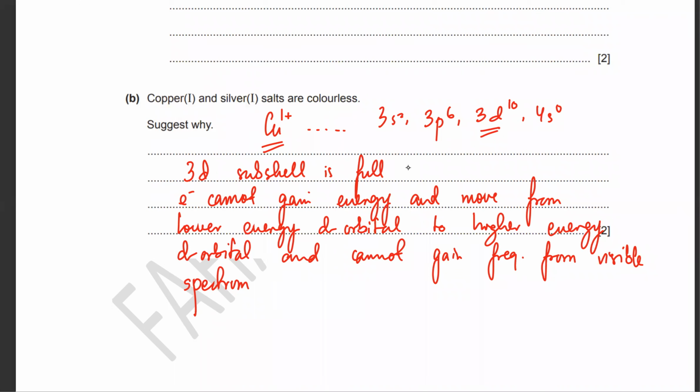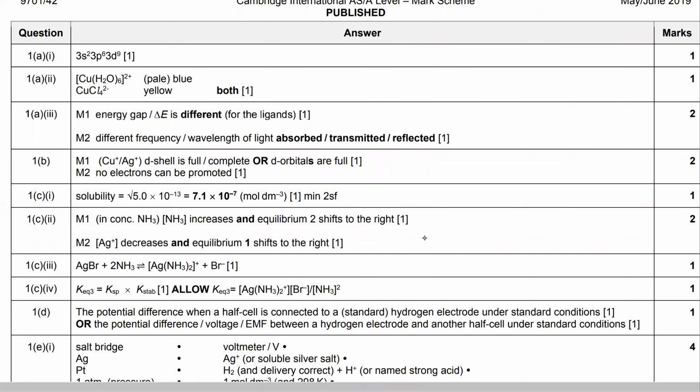No, one mark would be for the 3D subshell being full. The other one is that the electron can't be promoted. We can check, we just have the mark scheme with us. So the 3D subshell is full, that's 1 mark, and no electrons can be promoted, that's the other mark. So we did write those 2 points. Is this clear?